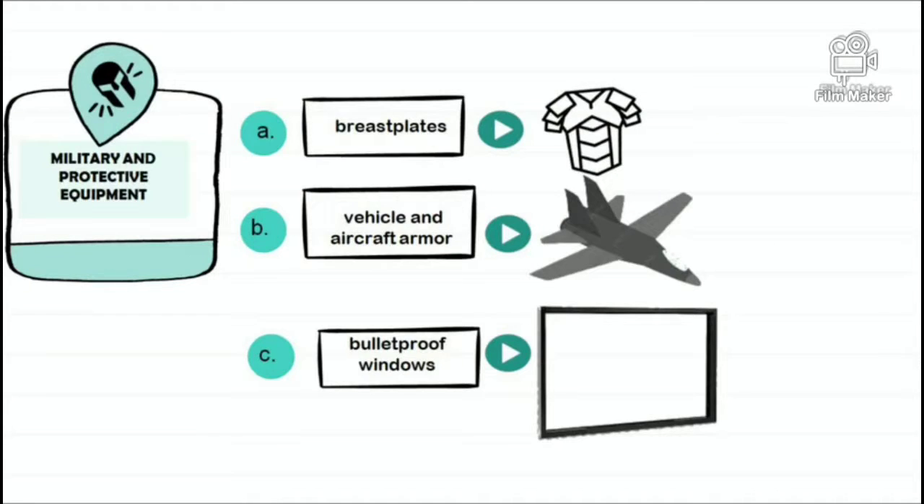So, how is aluminum used in military and protective equipment? Aluminum oxide's strength and lightweight qualities contribute to enhancing body armors, like breastplates. If you don't know what breastplates are, you can take a look at the picture next to the box. As well as vehicle and aircraft armor, which is its biggest market of application for aluminum oxide. Then, as you can see at point C, aluminum oxide is also used in synthetic sapphire bulletproof windows and ballistics.